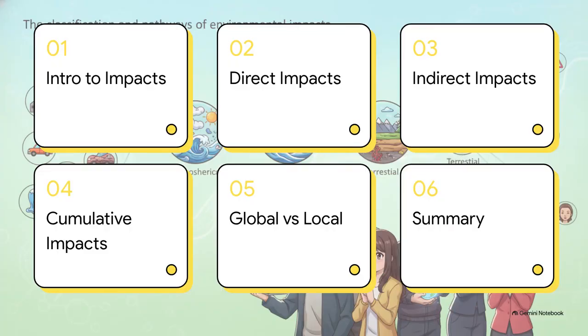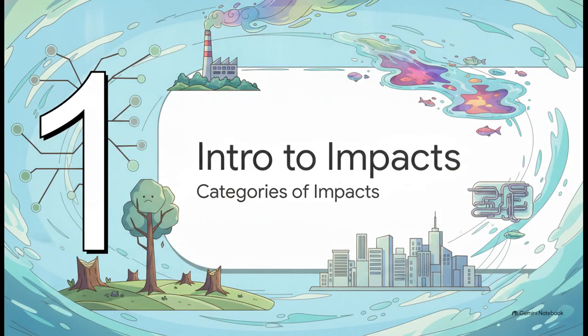Here's our roadmap for today. We'll start with a quick introduction to the main categories of impacts before unpacking direct impacts. Then we'll move into the fascinating world of indirect and socioeconomic impacts, followed by cumulative impacts. Finally, we'll scale our perspective from local to global and summarize everything we've learned. All right, let's jump straight into Section 1, Introduction to Environmental Impacts.